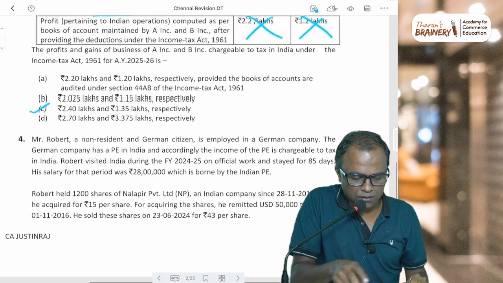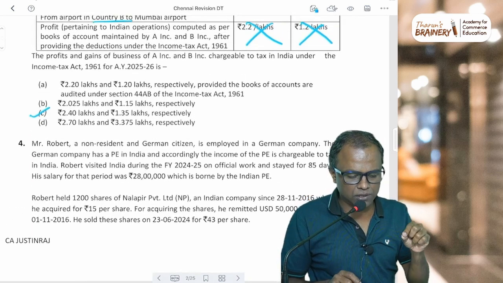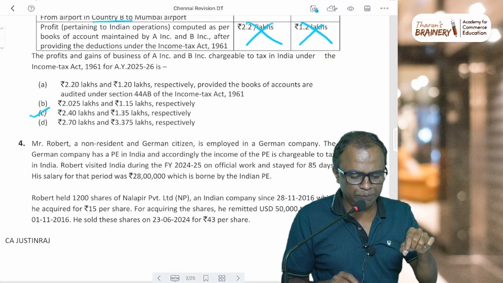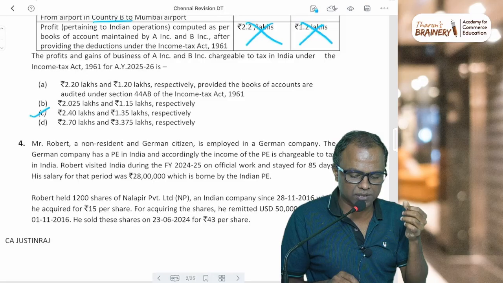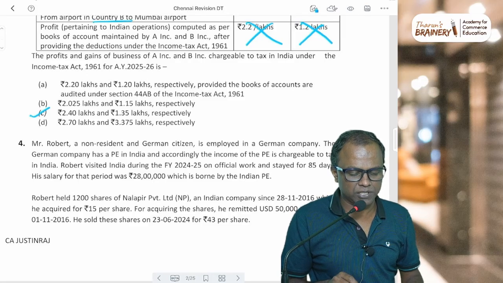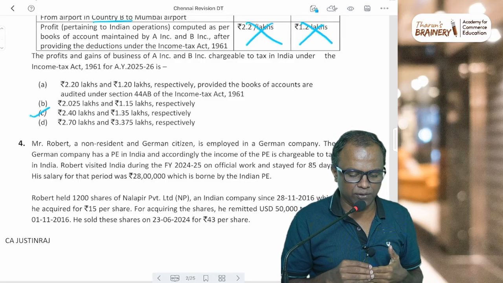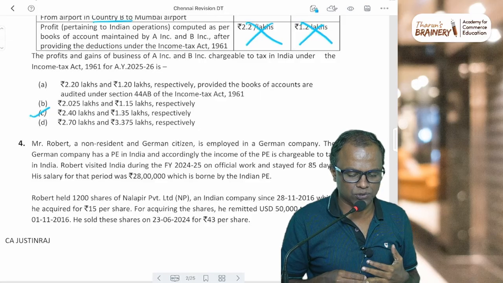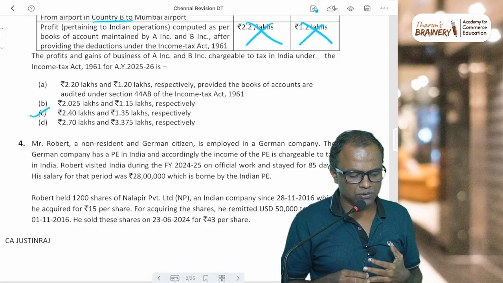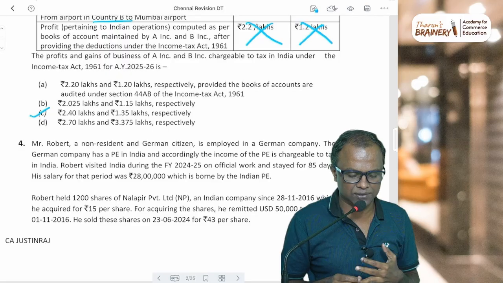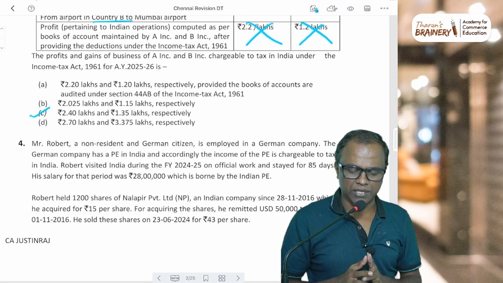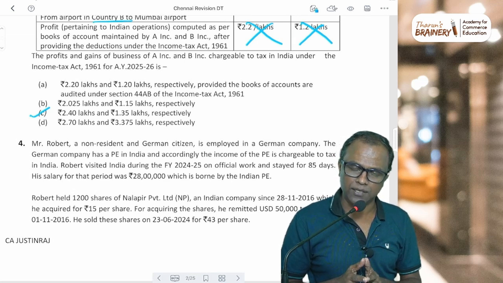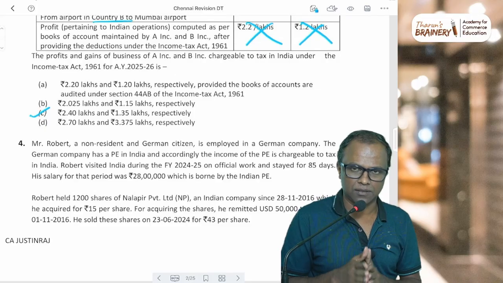Second part. Robert held 1200 shares of Nalapir Private Limited, an Indian company, since 28 November 2016, which he acquired for rupees 15 per share. For acquiring the shares, he remitted $50,000 to India on 1st November 2016. He sold these shares on 23rd June 2024 for rupees 43 per share. Typical capital gain, subscribed in foreign currency. So capital gain must be computed in dollars and then reconverted into INR.